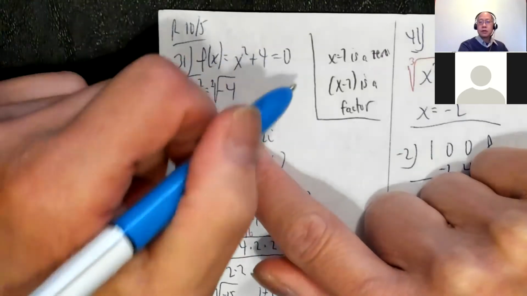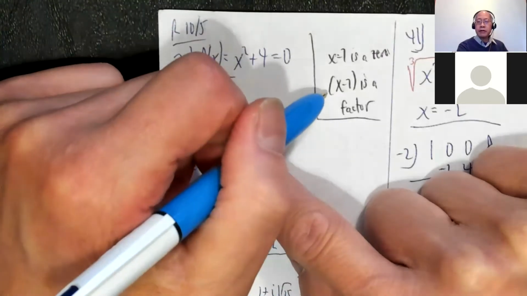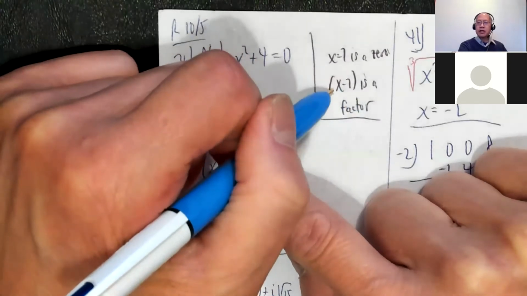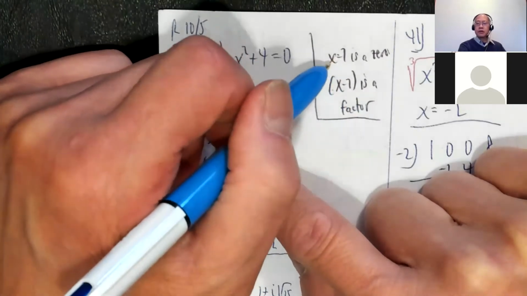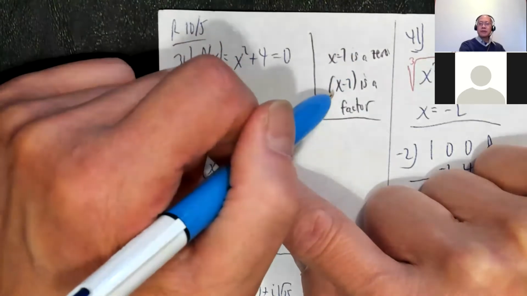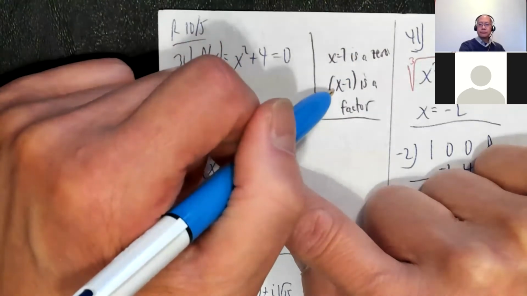Little timeout here, sidebar. So if you start here, right? You have x minus 7, blah, blah, blah. That means x equals 7 is a 0. But you can go the other way too. If you're building the polynomial, you start off with x equals 7 is a 0. That means x minus 7 is a factor.